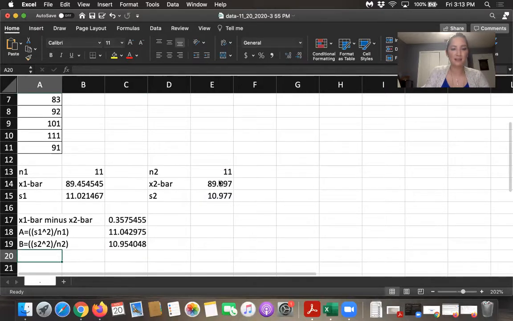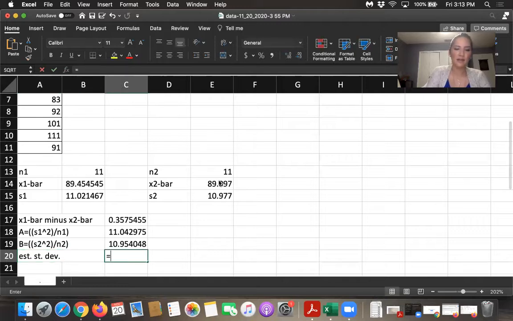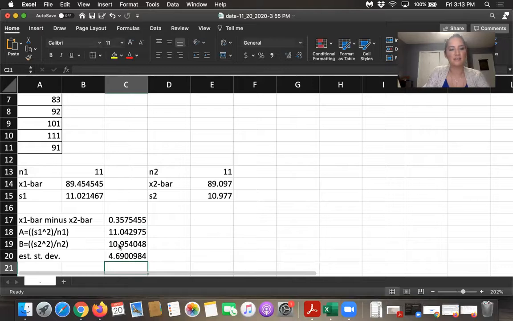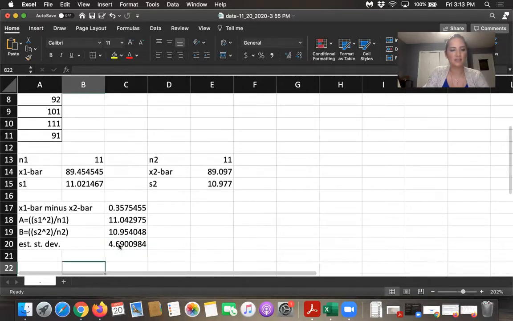And then the denominator for our test statistic T, that's an estimated standard deviation of the distribution of X sub 1 bar minus X sub 2 bar. That is the square root of A plus B. So use the function sqrt in Excel, open parentheses, select A and B as cells, and then close the parentheses. And then you've got your estimated standard deviation there.